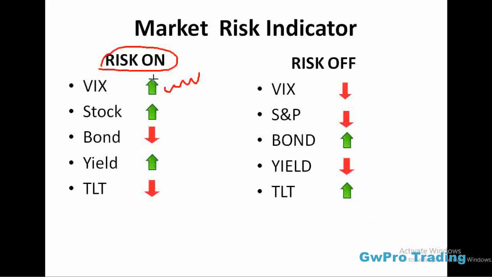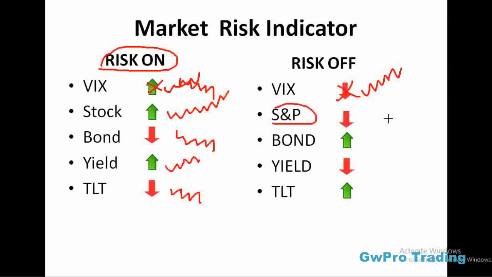Just got to mess up this. All right, so this is wrong. Okay, so you want to find VIX going down. You want to find VIX going down in a risk on market mode. You want to find stock going up. Also, bond will be going down, yield up, TLT down. In the risk off market mode, VIX will be going up.